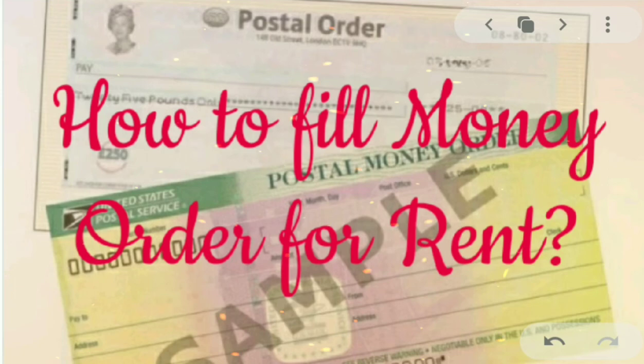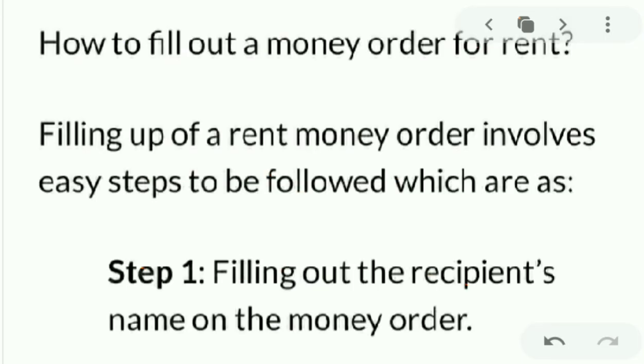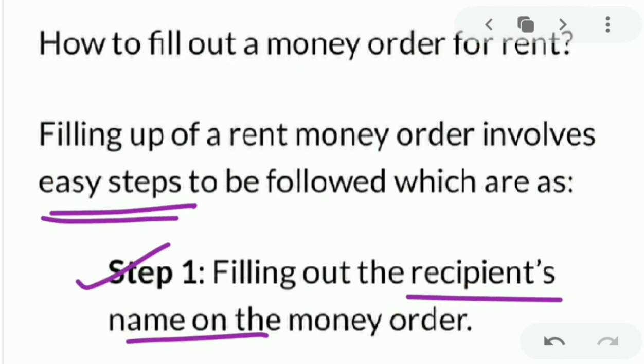Next, we will study how you can fill out the money order for rent. It also involves certain easy steps. First one is filling out the recipient's name, the person to whom you are paying, or who will receive the money order.